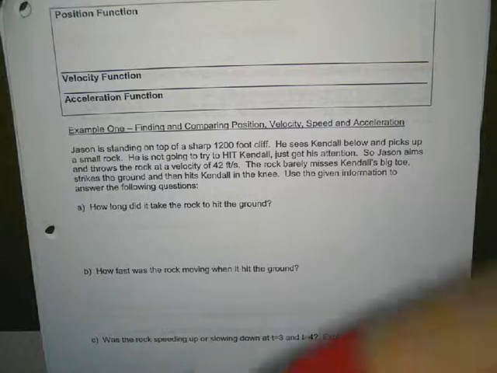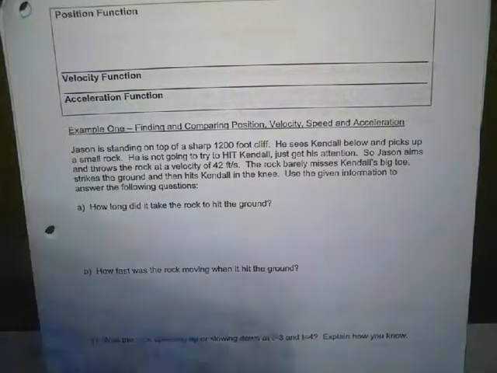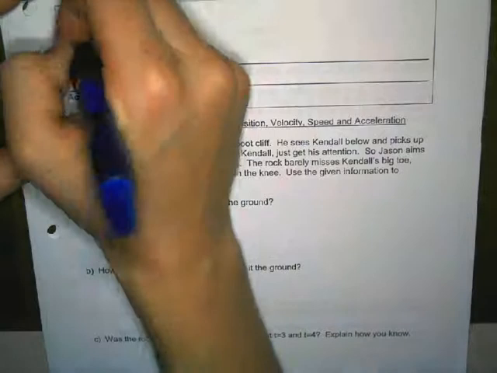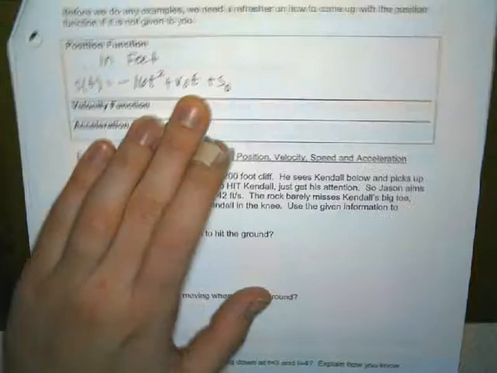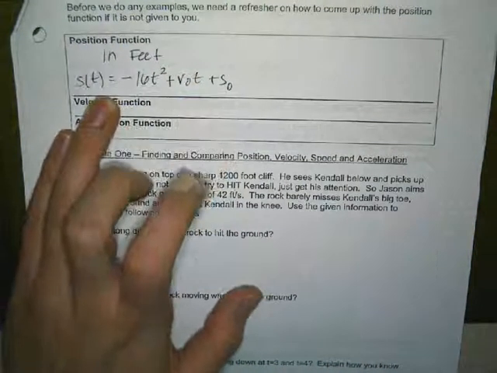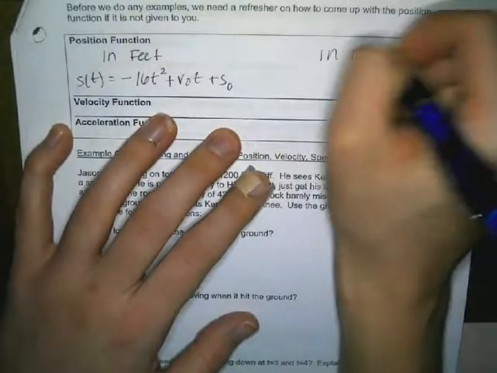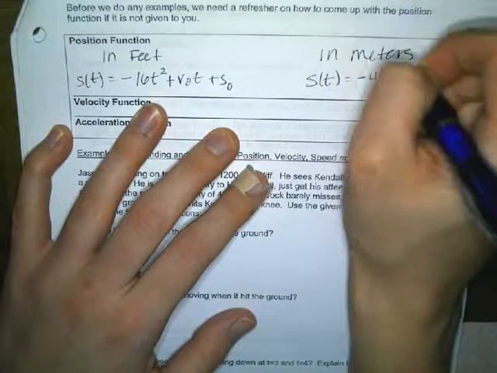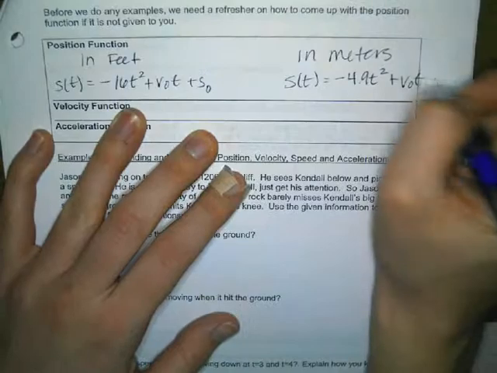Is to write down your position function, your acceleration function, and so forth. Okay, your position function in feet from Algebra 2 is s of t equals negative 16t squared plus v sub o t plus s sub o. Remember, s sub o is your initial height, v sub o is your initial velocity, s of t is your desired height. In meters, same thing, except you have negative 4.9t squared plus v sub o t plus s sub o.